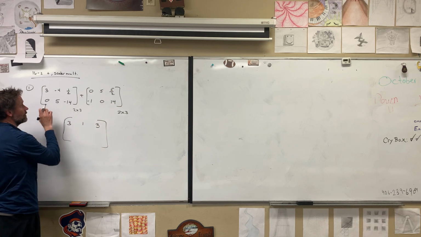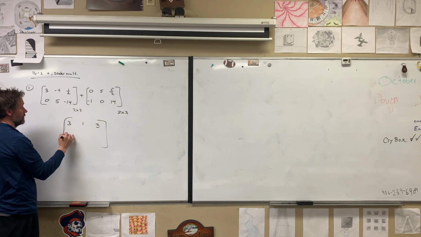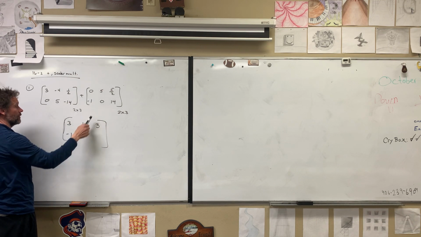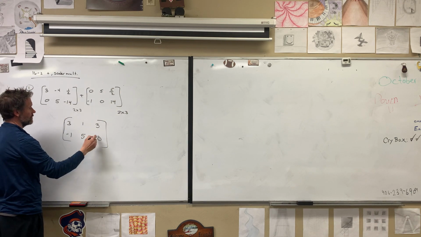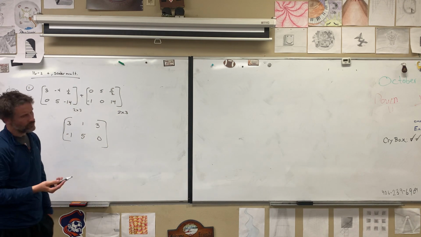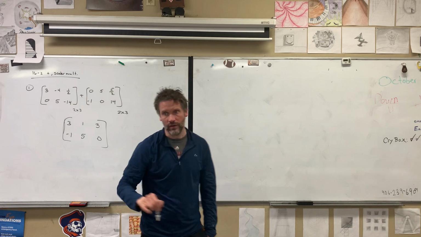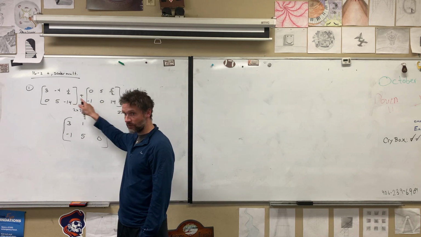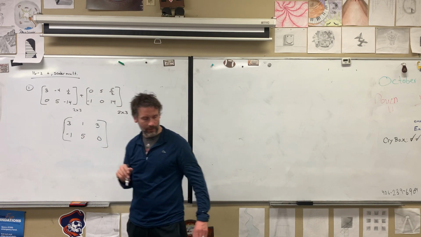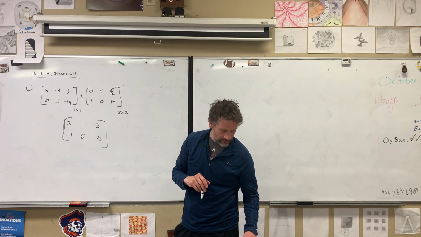Then 0 and negative 1 is negative 1. 5 and 0 is 5. And negative 14 plus 0 is negative 14. And there would be your answer. So that's the basics of addition. This is commutative. If I took this and swapped it over here, put this over there, you'd add them together and get the same answer.